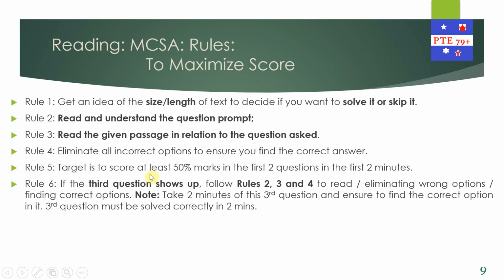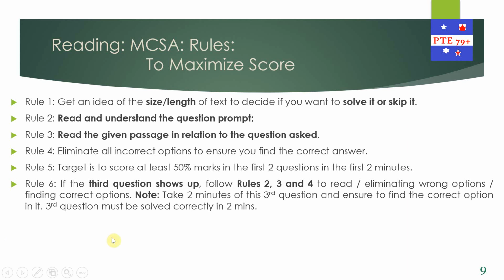Okay, rule number 5: target to score at least 50% marks in the first two questions, which means target to get one question 100% correct in the first two questions. If you don't do that, you are in trouble. 79 plus is difficult because I already calculated all scores and put it in the time management and scoring estimation. I put it everywhere, right? So we must get 50% marks in this particular question item. Within the first two questions of choose multiple choice, choose single answer, make sure you get at least one correct.